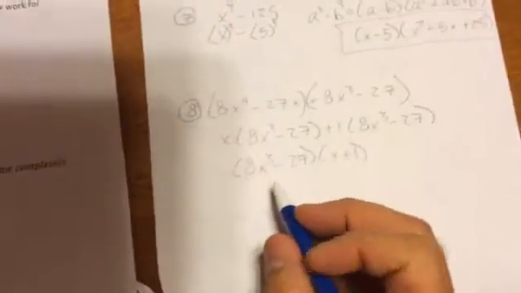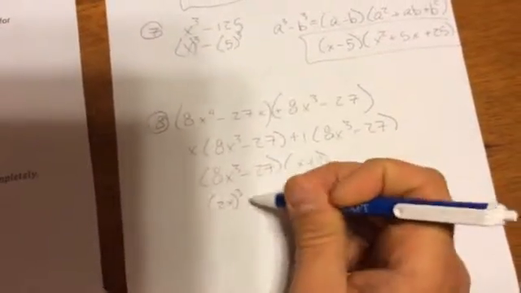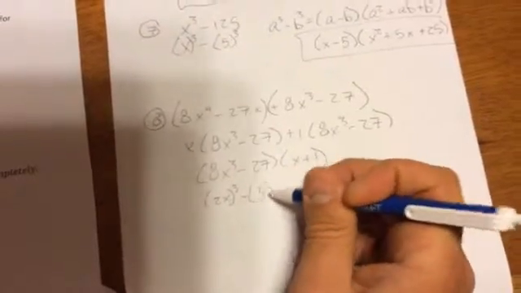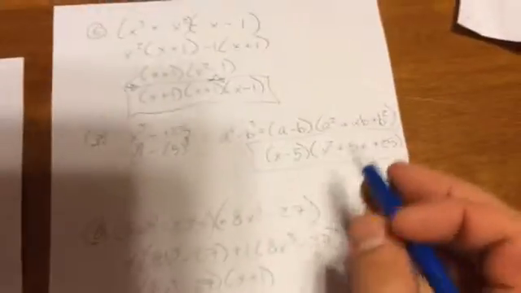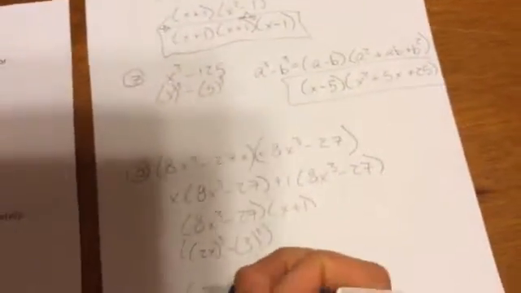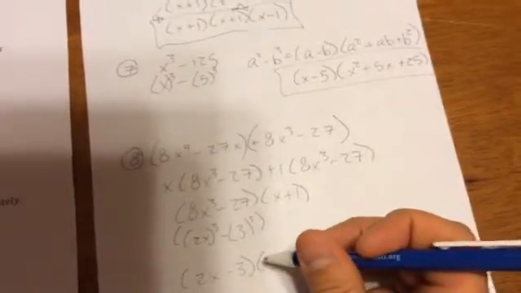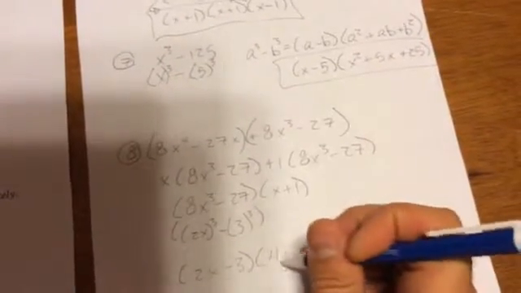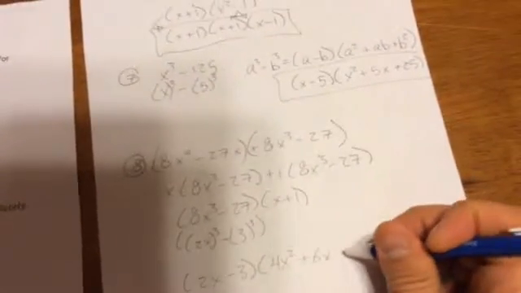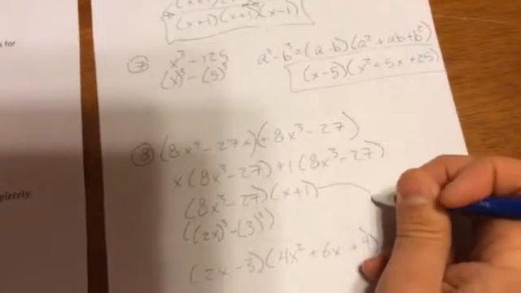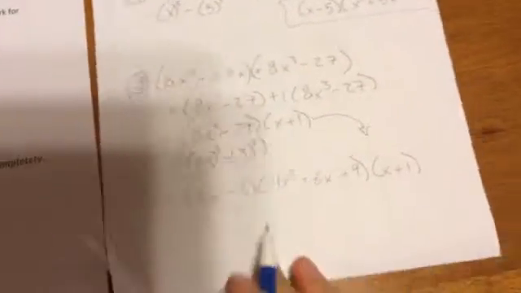This is actually the difference of two cubes. It would be 2x to the third minus 3 to the third. So I'm going to use the same formula that I just used. 2x minus 3 times 2x squared, which is 2x times 2x, or 4x squared. 2x times 3 is going to be 6x, and 3 squared is going to be 9. I can't forget the x plus 1 that I already had. And I can't go any farther. This is my answer.